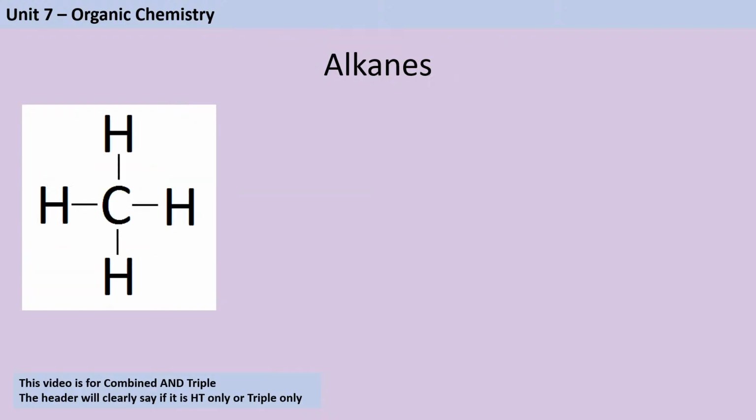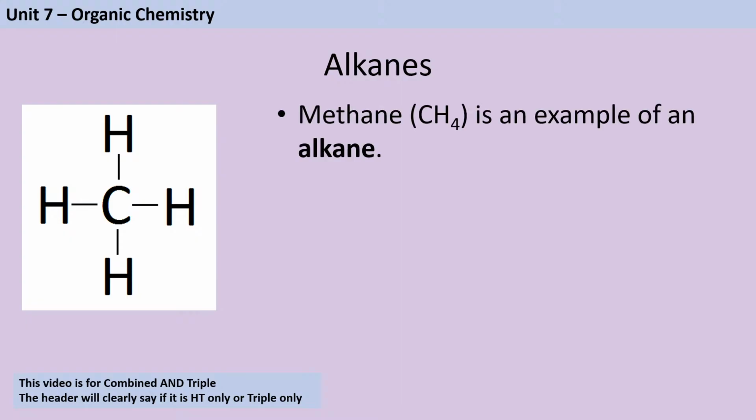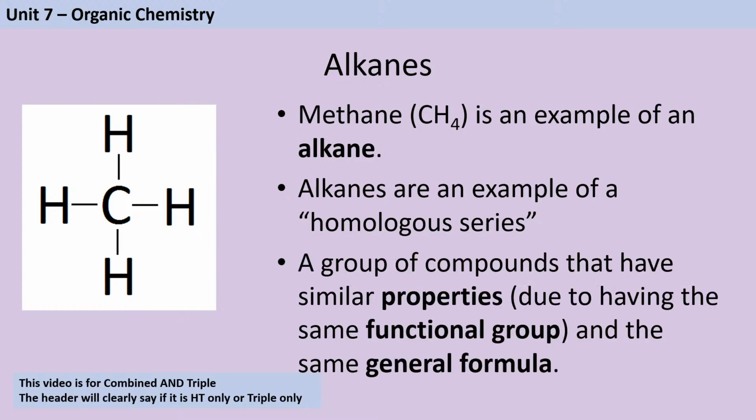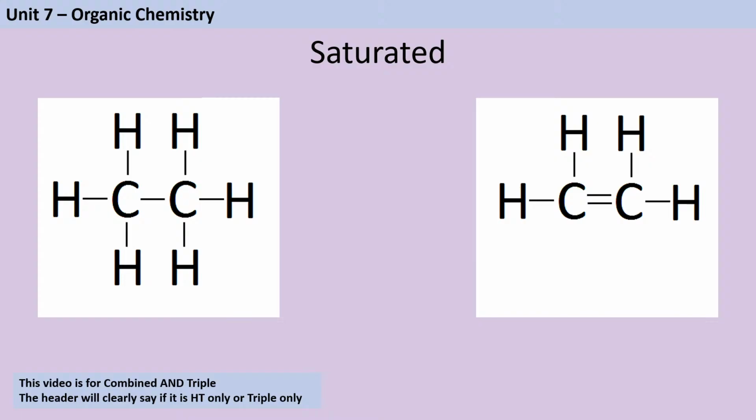Okay, so we can split the hydrocarbons into some different types based on their chemistry, and methane is the first example of the alkanes. And alkanes are a homologous series. So this is a group of chemicals that have similar chemical properties because they have the same chemistry, basically. So they react in the same way. And the reason for that is that they have the same functional group and the same general formula, which we'll get to in a second. Sometimes we describe alkanes as being saturated hydrocarbons.